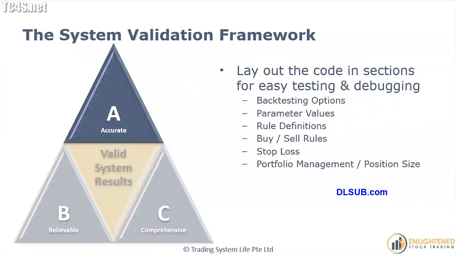And the way you do that is group your sections of code up into several different categories, put them all together so they're easy to evaluate, to debug, to check, and make sure that it's all running properly. So the sections I like to group my system code into are the backtesting options, the parameter values, the rule definitions, the buy and the sell rules, stop loss, and the portfolio management and position sizing. Now, I'm going to show you some examples of laying this out.